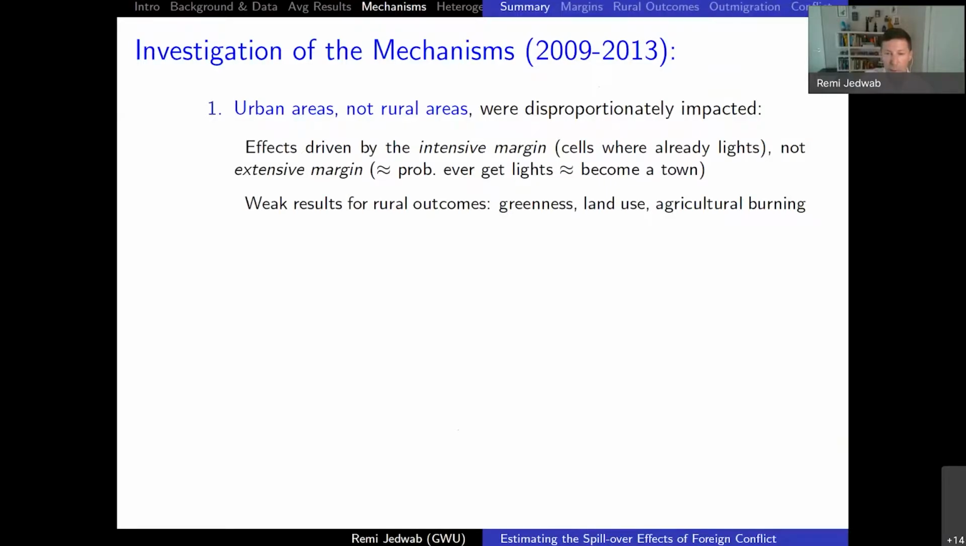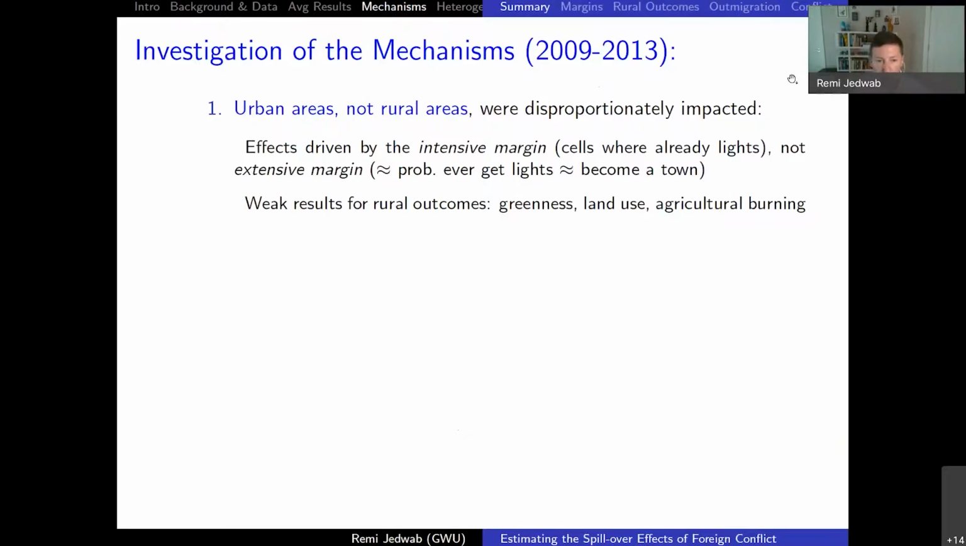So the question is, is the cell becoming more urban or less urban as a result of Boko Haram? And then we use the extensive margin, which is, okay, you didn't have lights before, what is the probability you get lights? So this is about a village or small town becoming a bigger town. So this is more about rural economic development, and we don't see any effect there. And we use different outcomes that have been used in other papers like greenness, land use, and actual burning. They come from satellite data. Actual burning is data on fires, fires that are done by farmers to prepare the land at the end of the harvest season. And we find very weak effect here. So that's why we argue that this is really an urban shock.